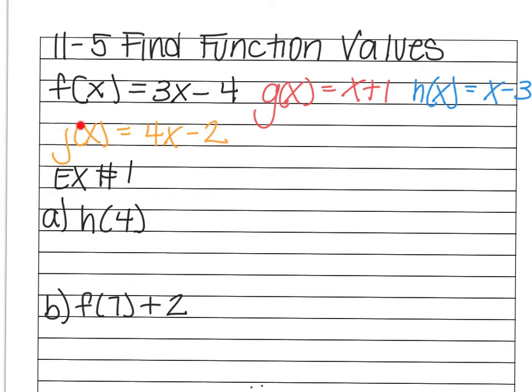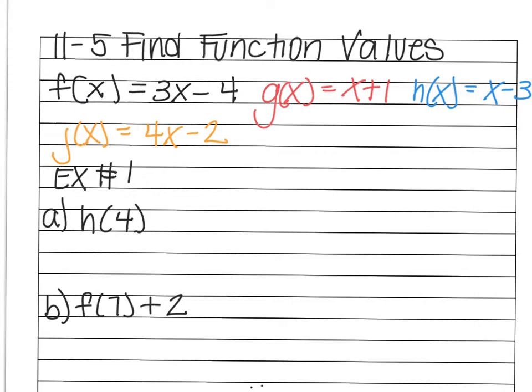So this right here could be y equals 3x minus 4, and y equals x plus 1, and y equals x minus 3, and y equals 4x minus 2. What makes it different is that they're talking in terms of a function. However, I know you're used to seeing y equals mx plus b equations. These are all the same meaning. It's just we're now going to transfer it into function form.